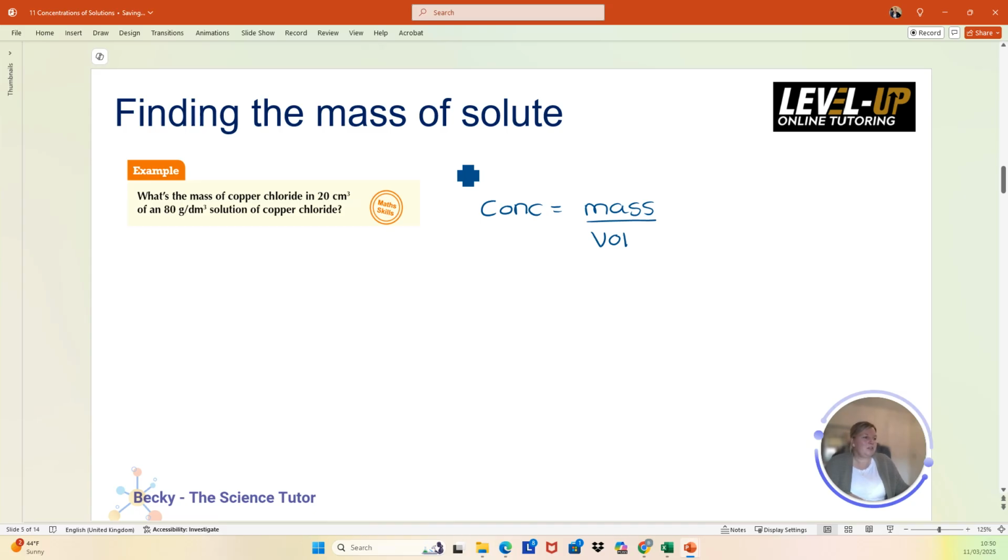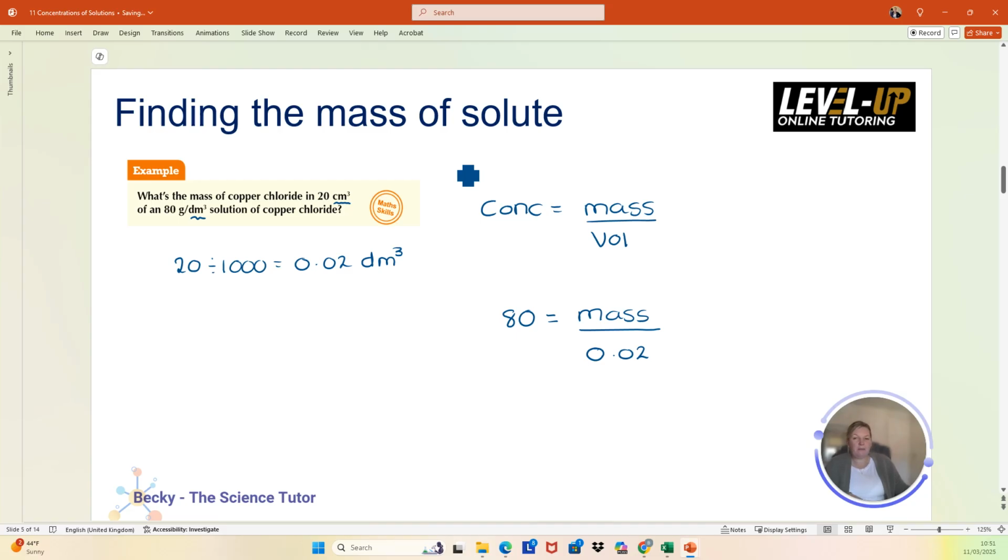So if I substitute that in, at the moment I want to produce 80 grams per decimeter cubed, and it asks me what is the mass. So I don't know the mass at this moment in time. And the volume, again, I've got 20 centimeters cubed, but it's asking me for grams per decimeter cubed. So I'm going to do 20 divided by 1,000 to give me 0.02 decimeters cubed. Now I can substitute that in, 0.02.